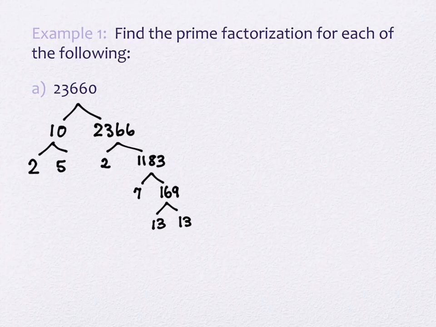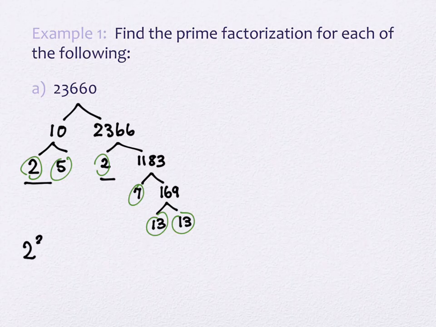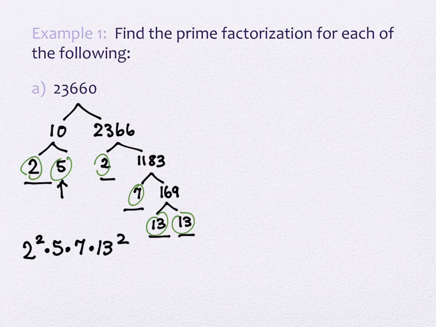All right, so our prime factors are all of the primes that are at the end of these tree branches. And we write them with some powers in order. So there's 2 here, so this is 2 squared. There's a 5 here, so it's times 5. There's a 7 here, so it's times 7. And then there's 13s here, and there are 2 of them. Let me show you another way.